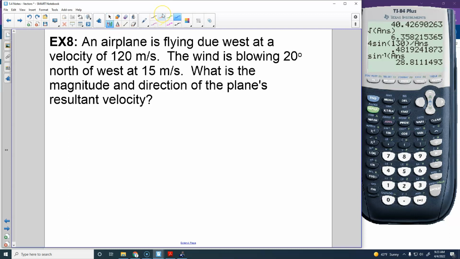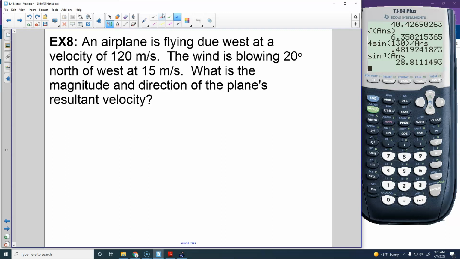All right, so an airplane is flying due west at a velocity of 120 meters per second. The wind is blowing 20 degrees north of west at 15 meters per second. What is the magnitude and direction of the plane's resultant velocity?